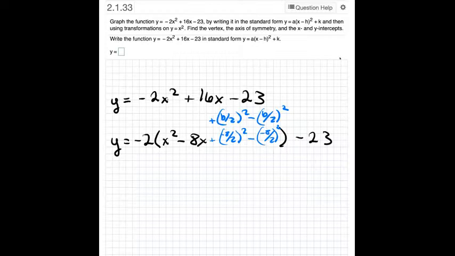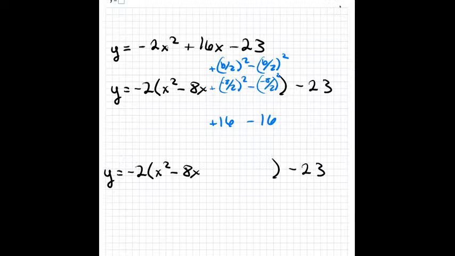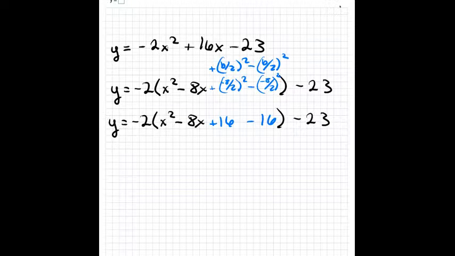Okay. So negative 8 divided by 2 is negative 4, squared is 16. So what we're really doing, we're saying plus 16 and minus 16. And everything else stays the same. We're just bringing everything else down. Everything in black is just staying the same. All right? Boom. Just like that.